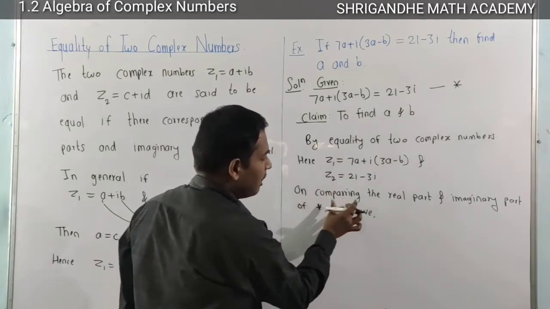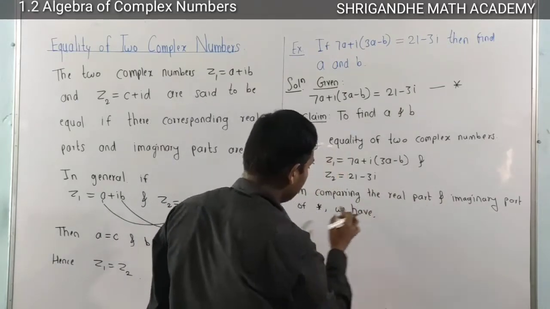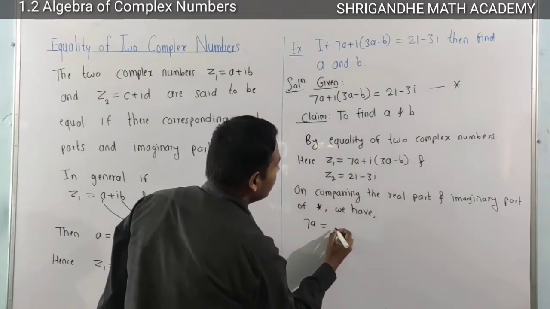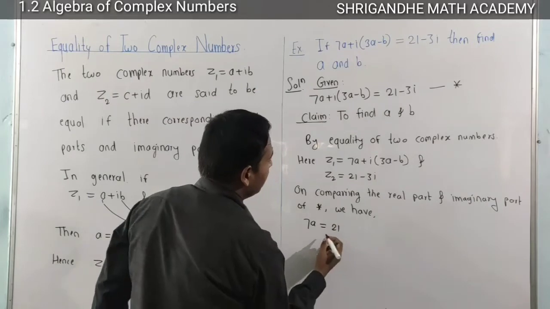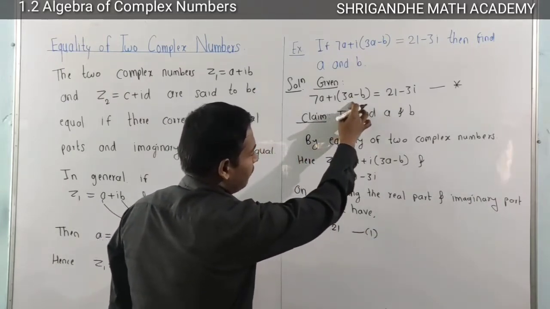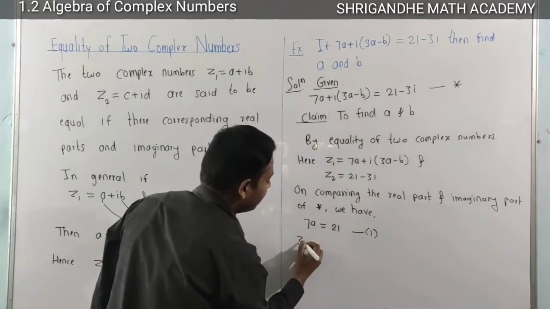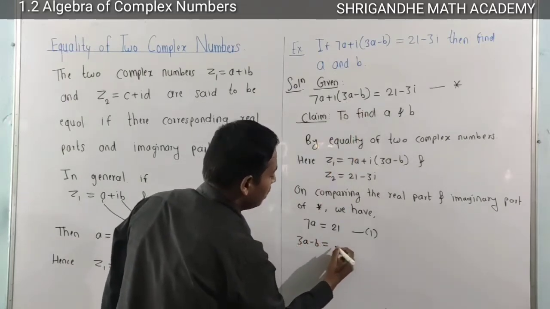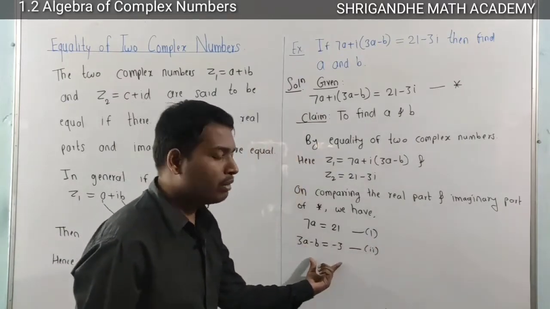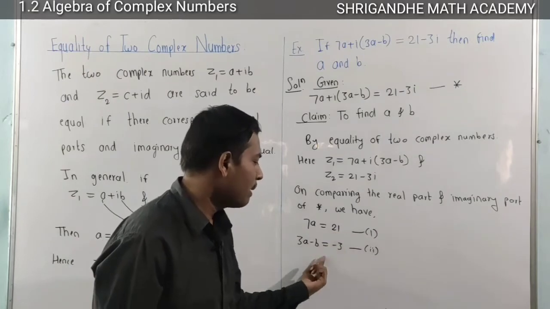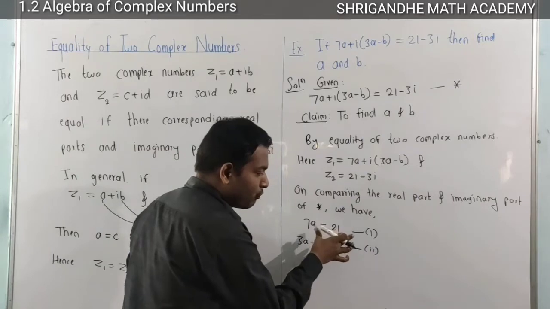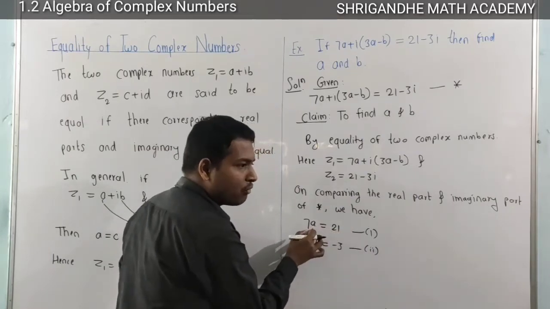Now therefore on comparing the real parts and imaginary parts of star, we have 7a is equal to 21, equation number 1. And from equation star we also write 3a minus b is equal to minus 3, equation number 2. Now let us solve these two equations to get the value of a and the value of b. Equation 1 is 7a equal to 21.